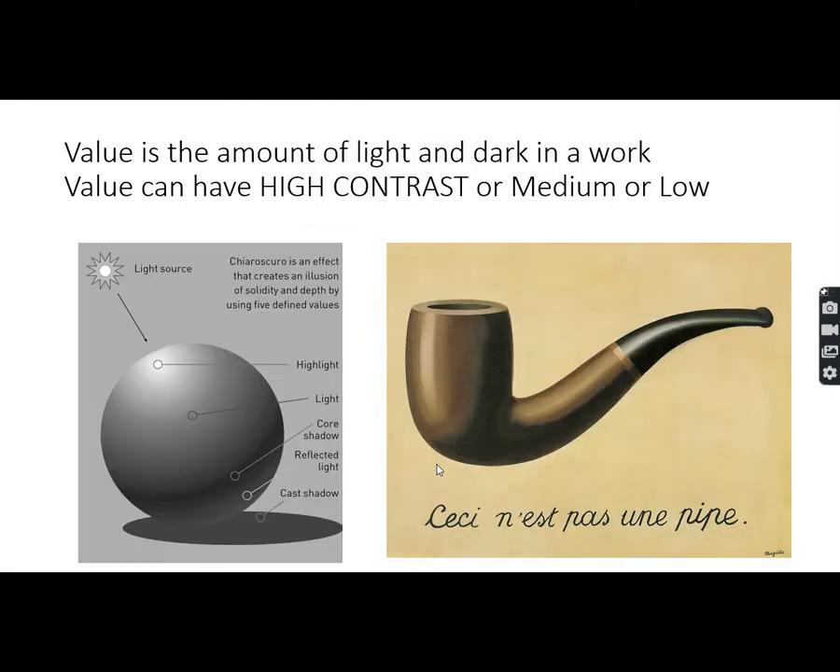Oops, I think I need to go here just to emphasize this. Value can have high contrast, medium, or low. So this is sort of, I would say, a high medium. They have very light lights and darker darks, but it's not super dramatic. It's not light though. This also is sort of medium value.